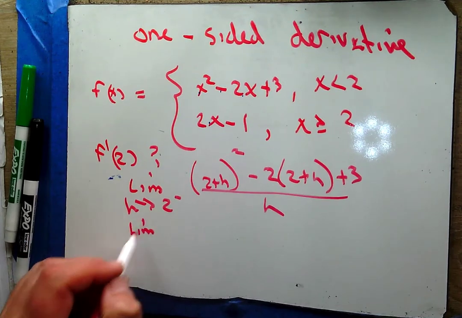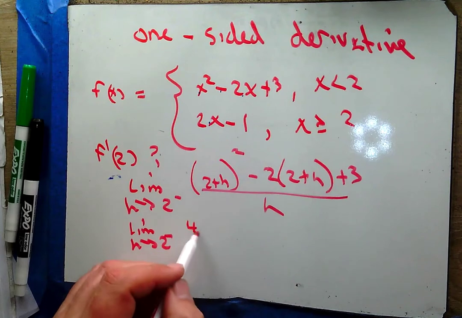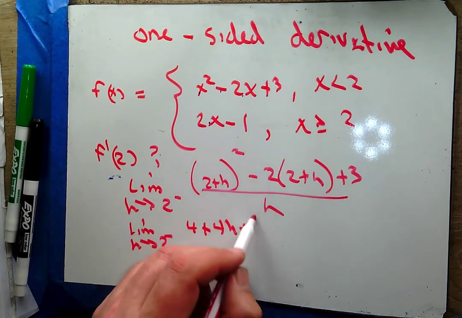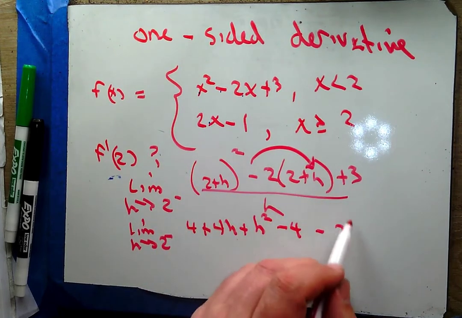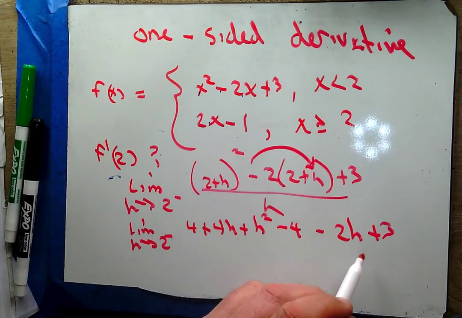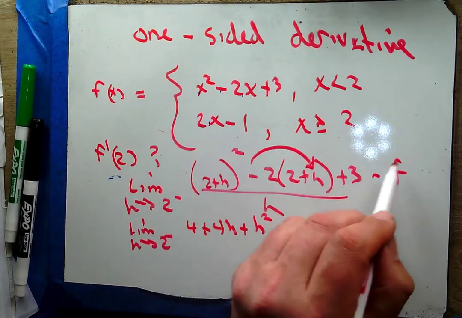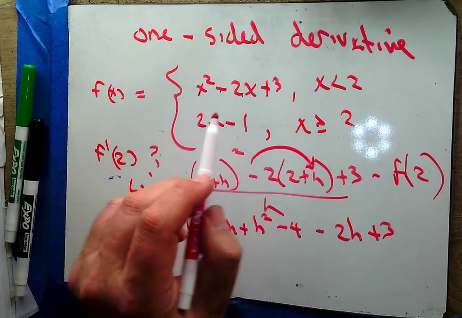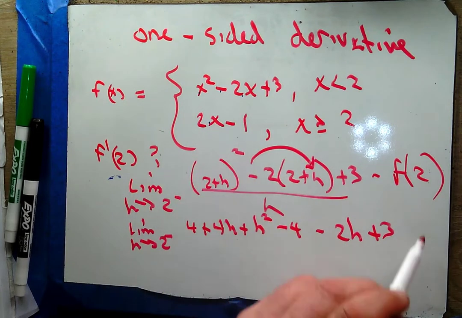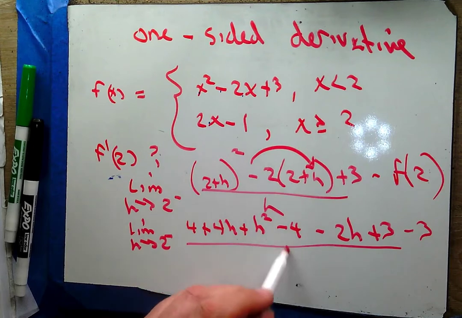So that's going to be the limit as h approaches 0 from the negative side of 4 plus 4h plus h squared minus 4 minus, make sure you distribute that, (h plus 3). Oops, I only did part of it. I also need to subtract f of 2. And f of 2 is 3. Okay. And all of that's over h.